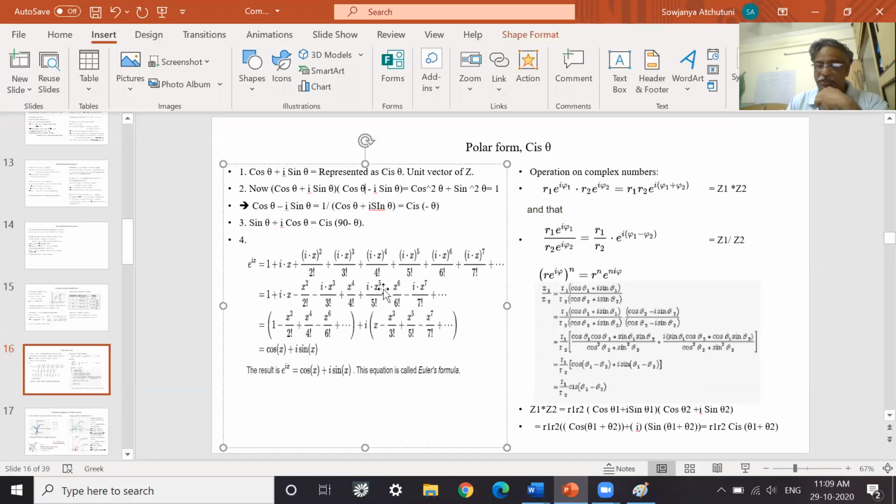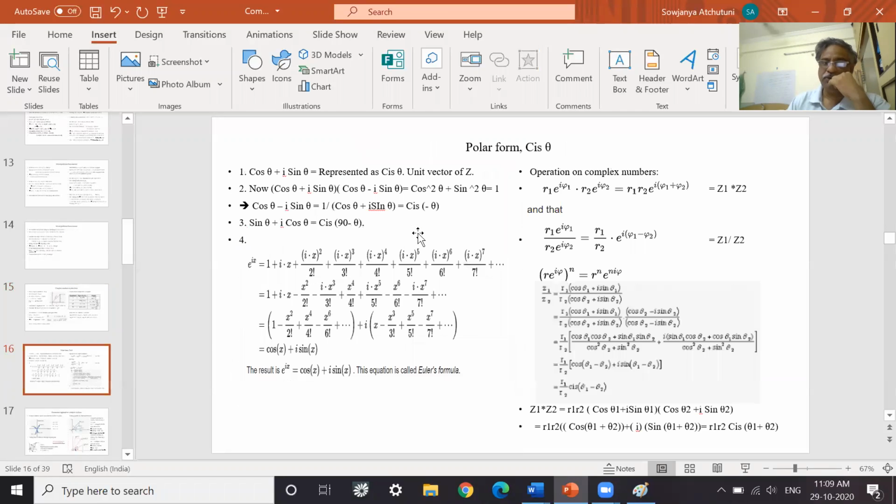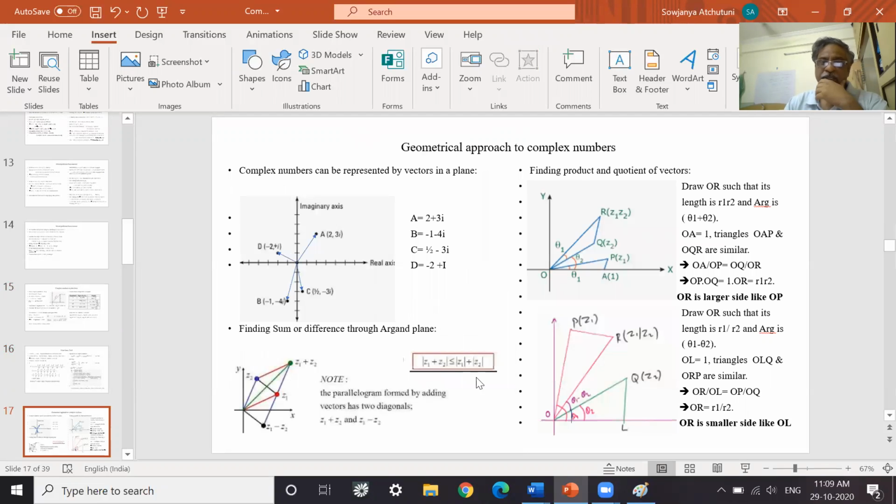I am multiplying with R. See, this is a unit vector; in this line, I have cos theta as the unit vector. When I multiply with the modulus, I get the full vector. That represents my Z. That represents my x plus iy. That represents my theta. So, understood this? Now let us understand the same in a geometrical way.